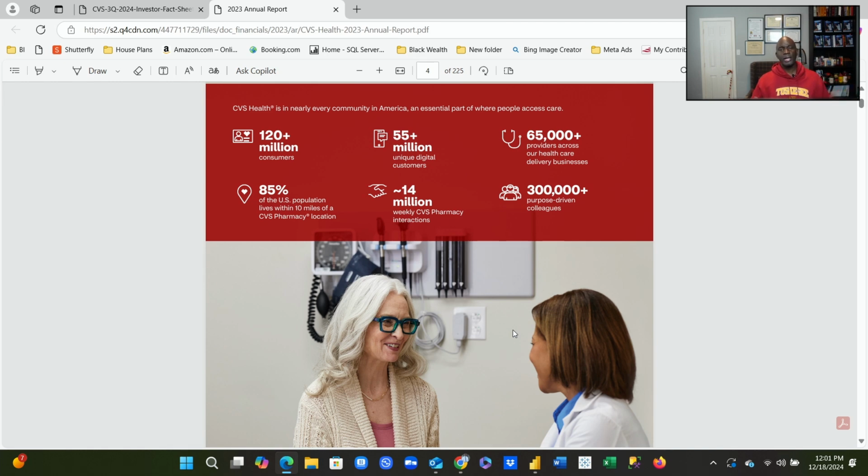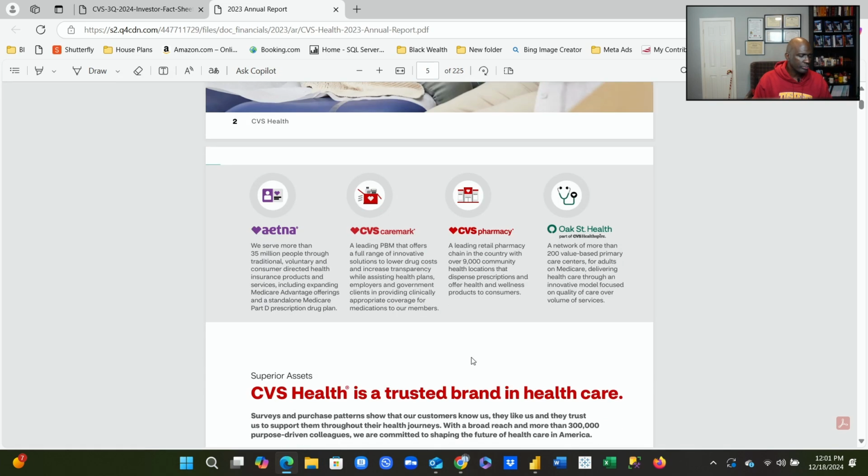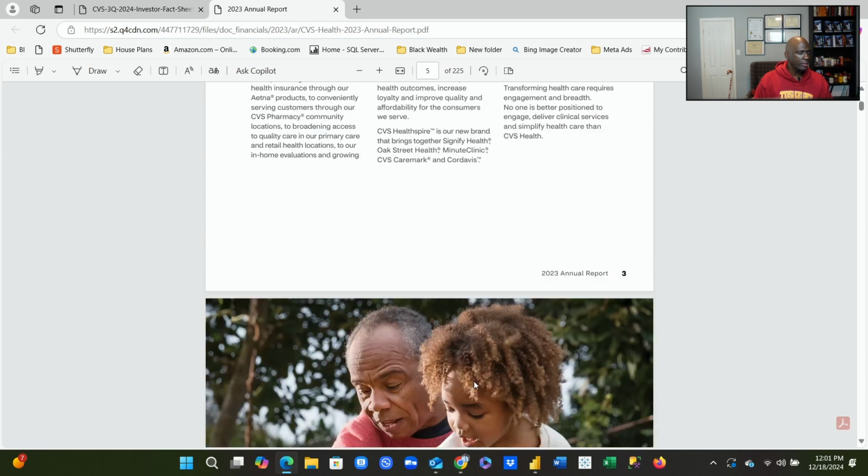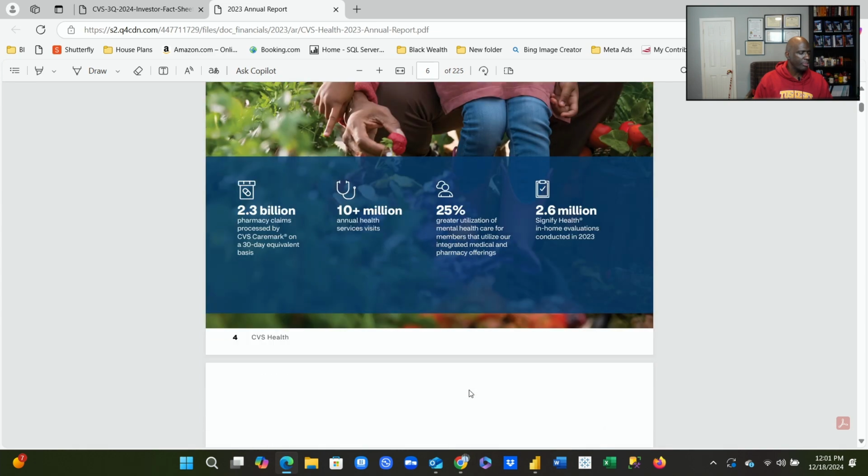And again, we talked about that before, but where are these employees? Who are these employees? What's the level of education of these employees? All of this matters, right? As much information as we can create, this is what we need to provide. CVS is a trusted brand in healthcare. That's not necessarily a KPI there.